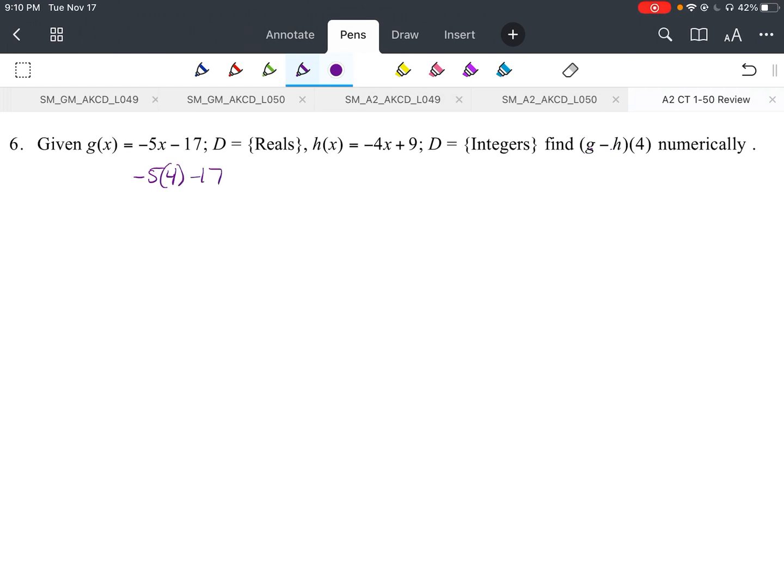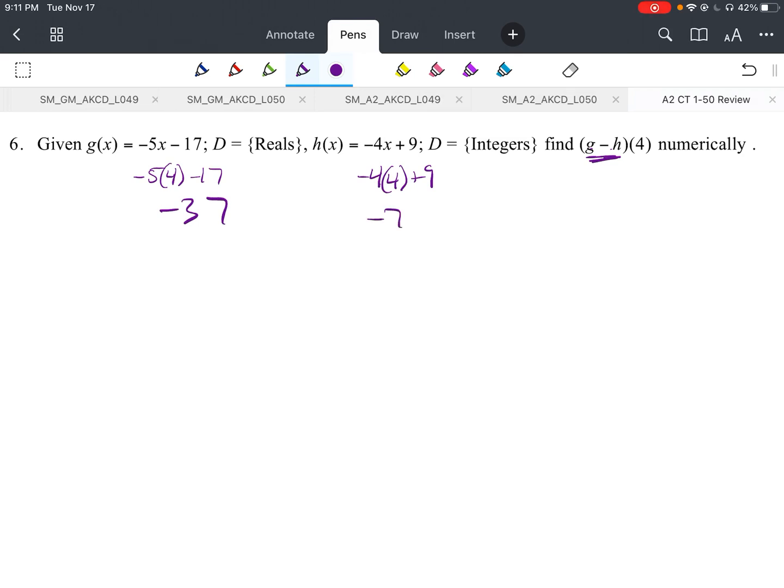Okay, and I'll figure out what that is. Then I'm going to subtract h. This is just telling me what to do. So -4 times 4 parentheses plus 9. This is the h part. Then I'll just do g minus h, and I'm done. Well, let's simplify each of these. 5 times 4 is 20. This is -20 minus 17, so this is -37. And this would be -16, and 9 would be -7.